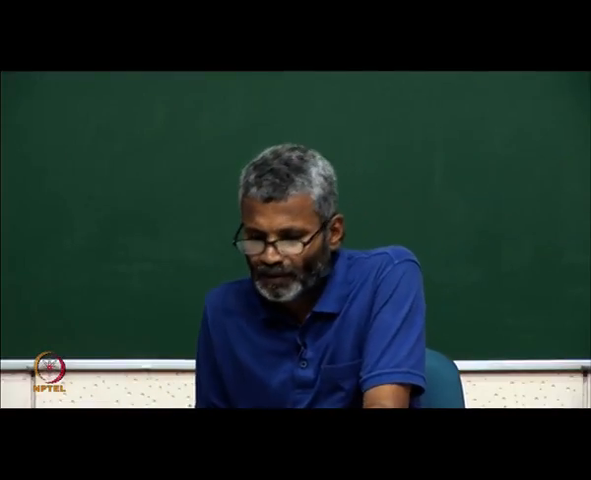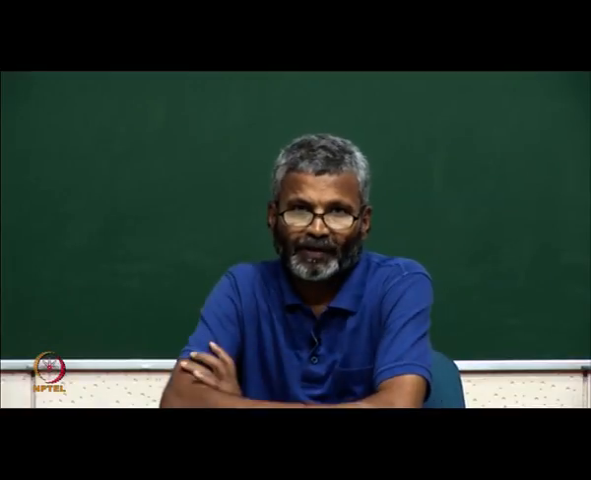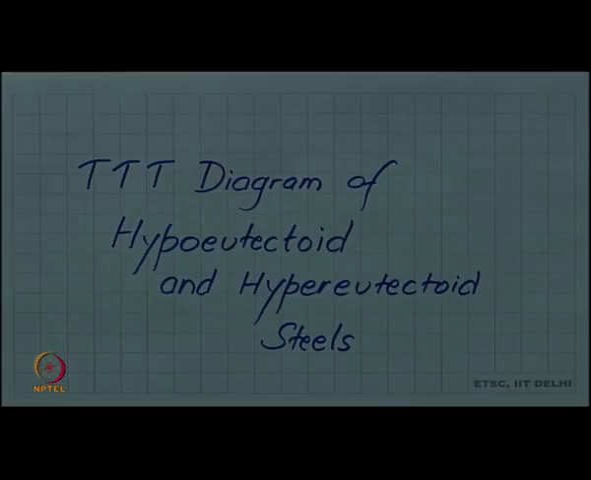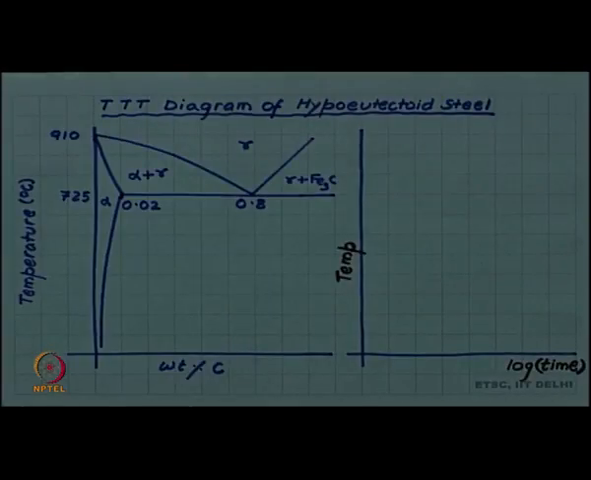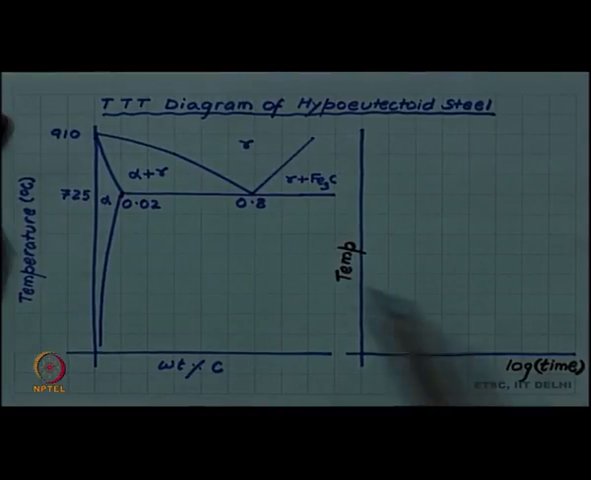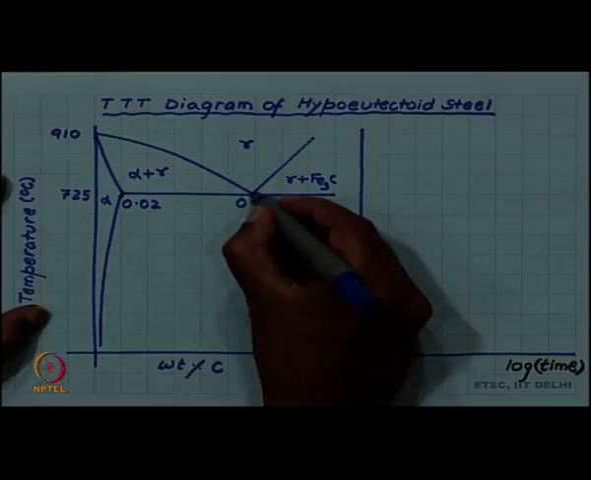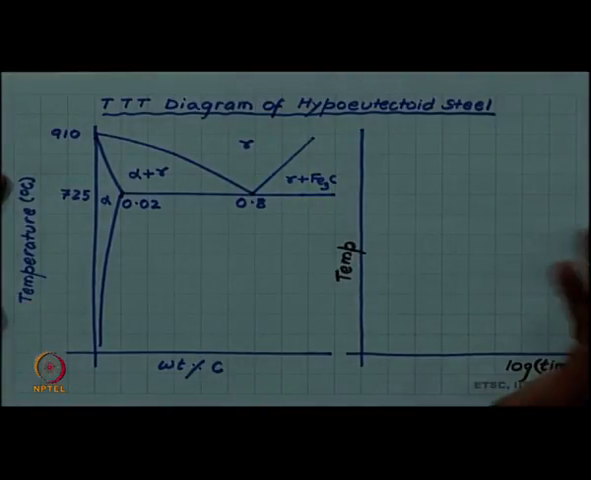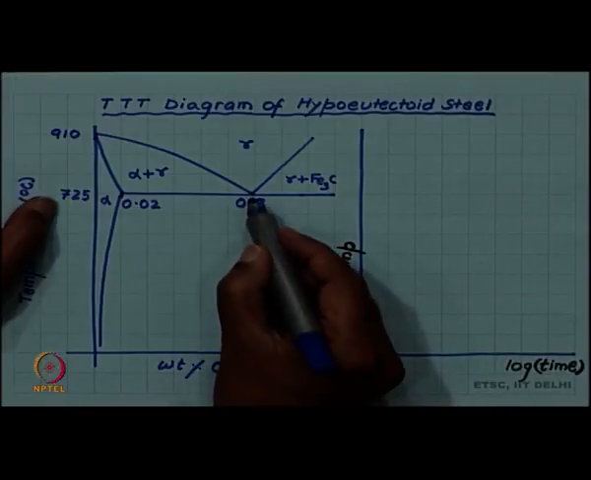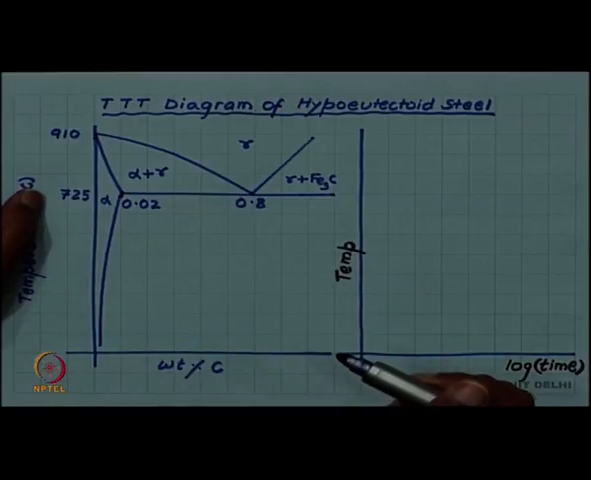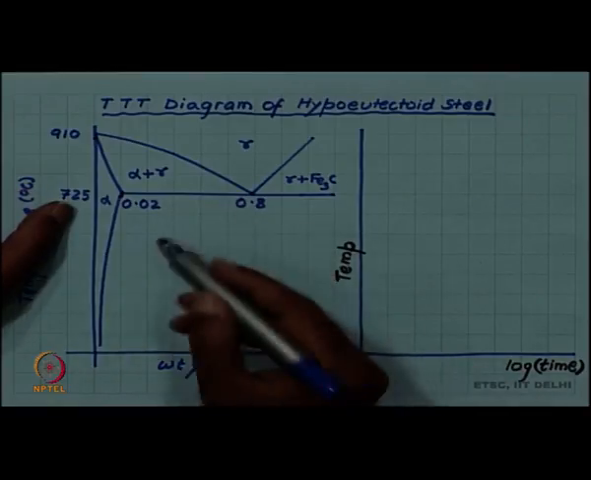Till now we have seen the time temperature transformation diagram, the TTT diagram for eutectoid steels. Now, let us look at how the TTT diagram will vary if we consider hypoeutectoid or hypereutectoid steel. Recall that in the iron carbon phase diagram, this 0.8 weight percent carbon steel was the eutectoid steel, and this is what we have been considering till now. Any alloy with composition less than 0.8 weight percent is considered to be hypoeutectoid steel.